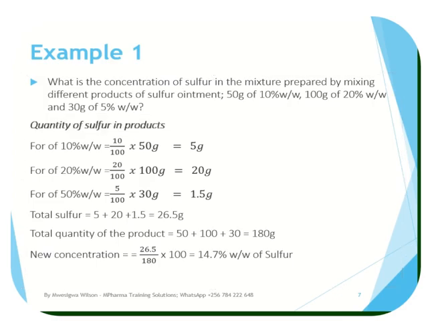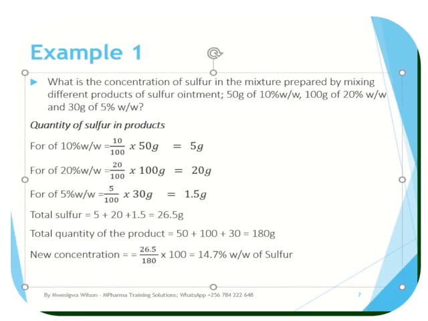So it's always important you tell us for which one you are calculating for. So for the one of 10% weight per weight, just 10 out of 100 times 50, you get that. One of 20%, the same, you get that. And the one of 5, you get that, get 15. So you said we get the total quantity of the active, which is sulfur. So total sulfur is 5 plus this, you get 26.5.